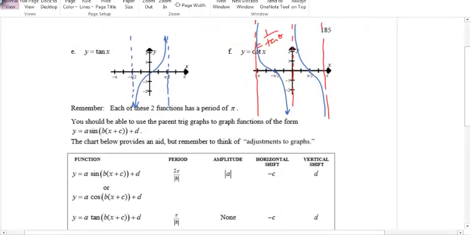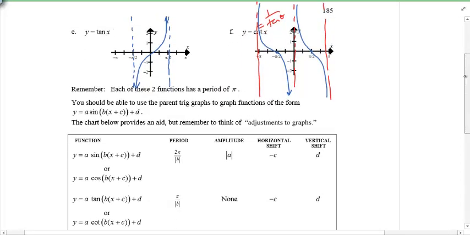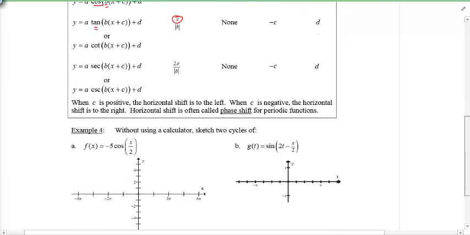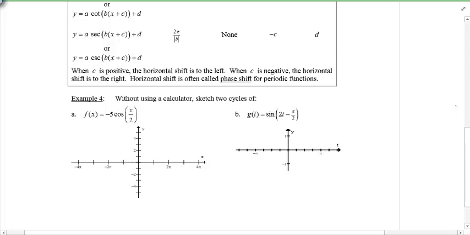Pre-calculus 12 also allowed us to actually graph functions with adjustments, changing, shifting, all that stuff. Remember, the period for both sine and cosine is always 2π divided by b, where b is like the horizontal compression or expansion. For tangent and cotangent, the period is π, because the normal period is π. Amplitude is always the a value, which is like a vertical expansion. And your horizontal shifts and vertical shifts are your c and d values. I hope you remember this, because we also did this stuff in Pre-Calc 12.